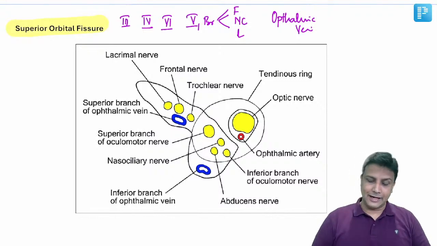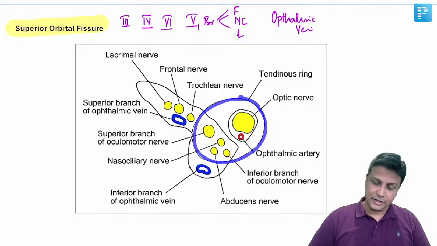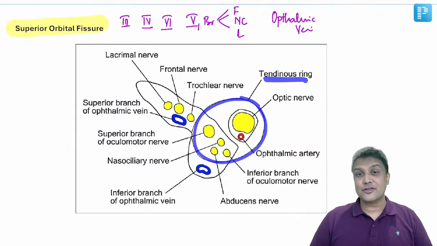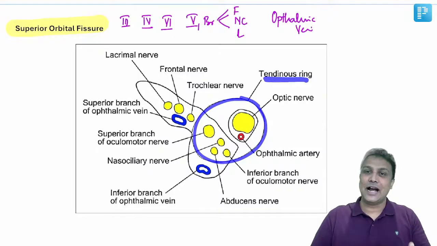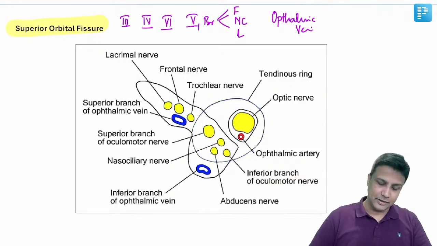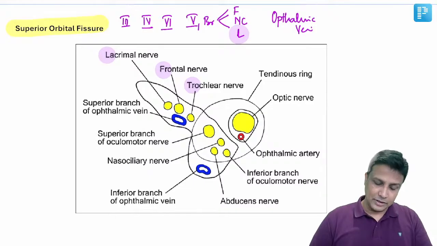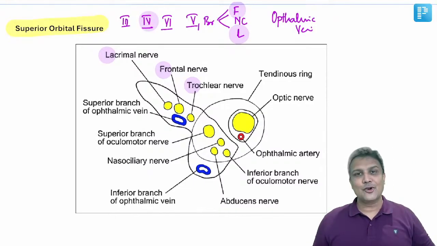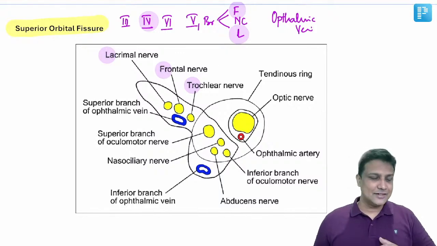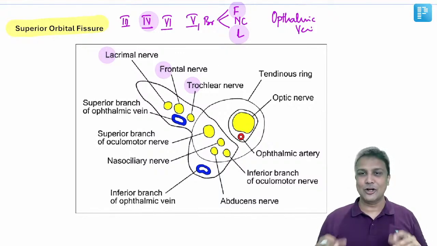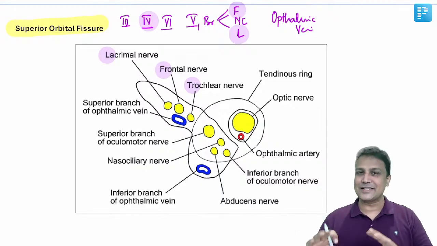But you have to remember that there is a ring here, the tendinous ring of Zinn. You need to learn which structures pass inside it and which pass outside it. And please remember one simple mnemonic here. Remember LFT, that is, left is left outside the ring. Now what is that left here? One is the lacrimal nerve, another is the trochlear nerve, another is the frontal nerve. So lacrimal, trochlear and frontal, LFT, left is left outside the ring of Zinn. That's all, you'll be done. All the remaining structures pass inside the ring.